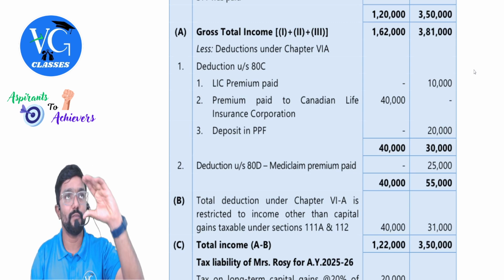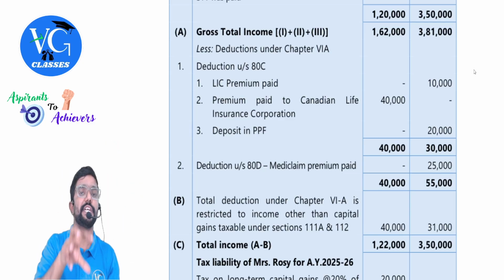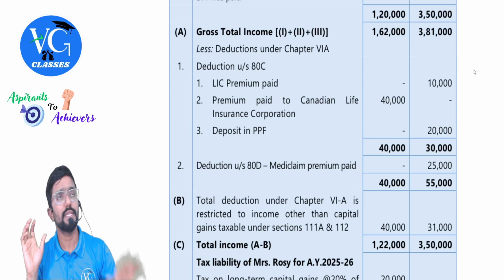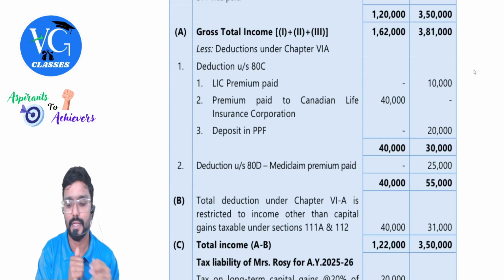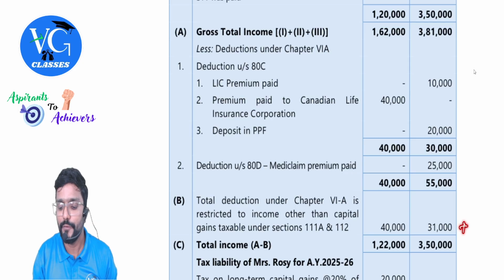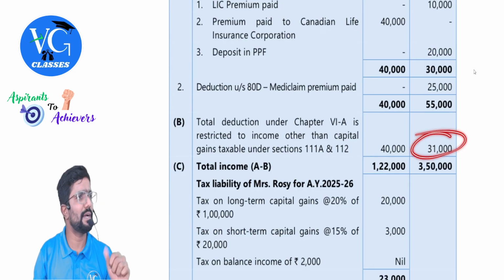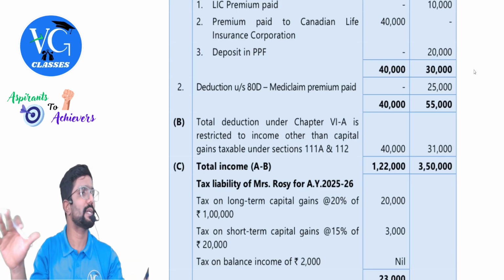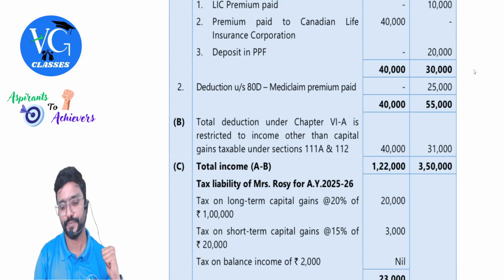Guys, please be careful. Whenever your gross total income includes any special income, you have to restrict the total deductions to normal income, or else gross total income minus special incomes. Clear? This is important. If you want, you can mark a star there. This 31,000 is nothing but our salary income and house property income, whereas capital gains income, she cannot claim Chapter 6A deductions. One of the important adjustments.